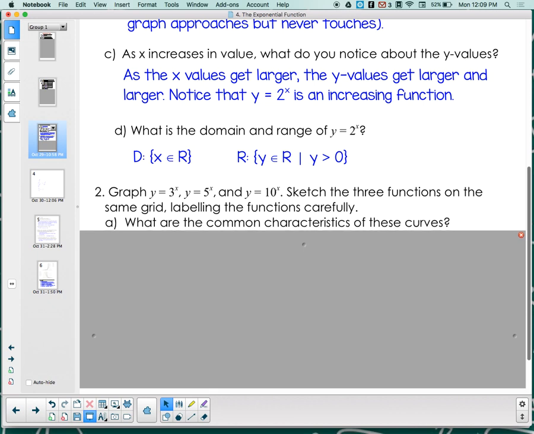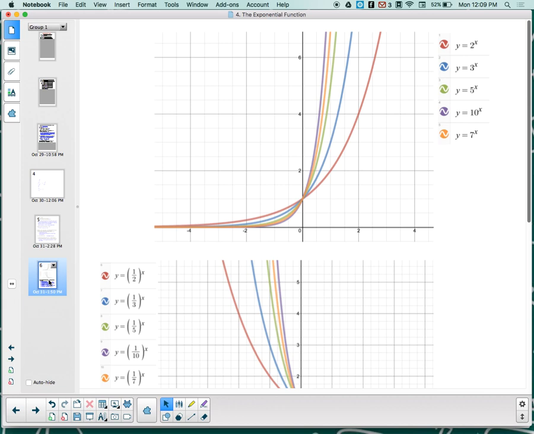If you graph 3 to the x, 5 to the x, 10 to the x, what should you notice? It's getting wider? On our graph on the right side, it's opening up? Are you sure? Or were you graphing the fraction? Because it should be the opposite. Oh, so here's the wrong one. Oh, it gets narrower, right?